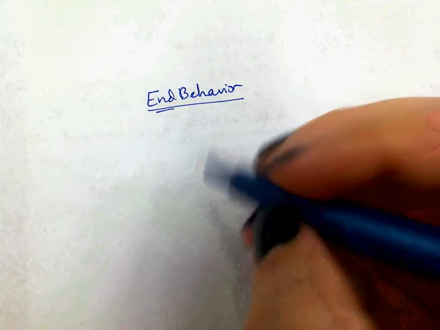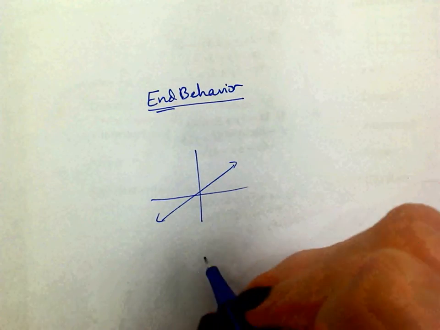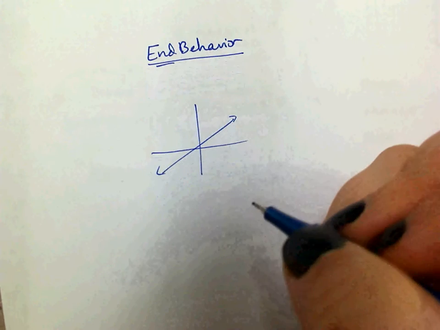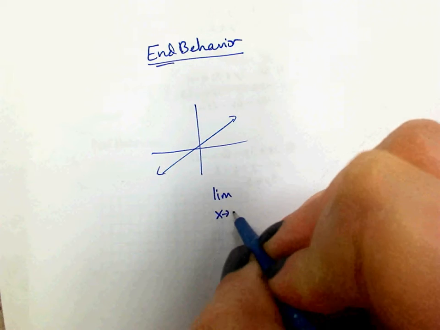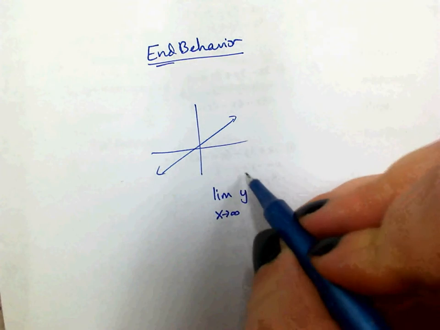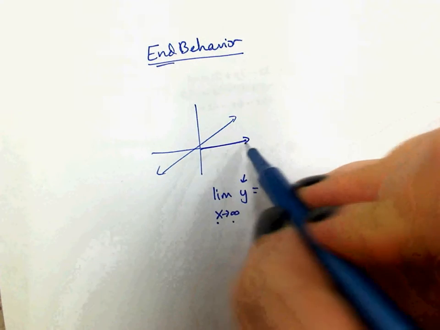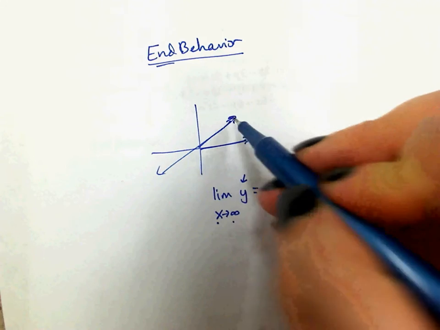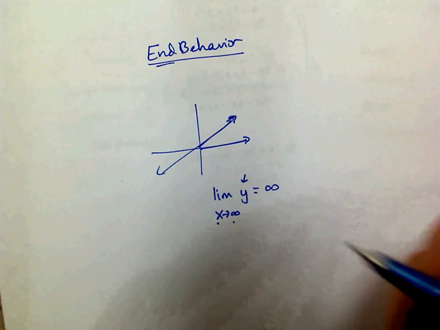So if I were to look at a graph like this, then I would say, and I'm going to do this in limit notation. If you haven't heard that before, that's okay. You're going to learn it, okay? The limit as x approaches positive infinity of y is, meaning here's what I want to know. Where is y going as x goes to infinity? As x goes to infinity, y is getting larger and larger. It's going to infinity. So the end behavior is, as you go to positive infinity, the function goes to positive infinity as well.